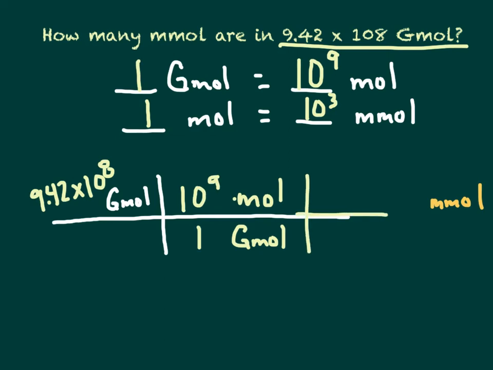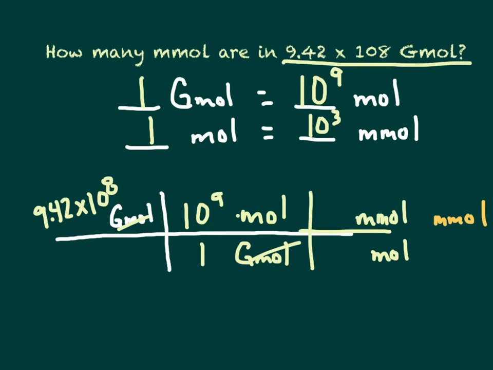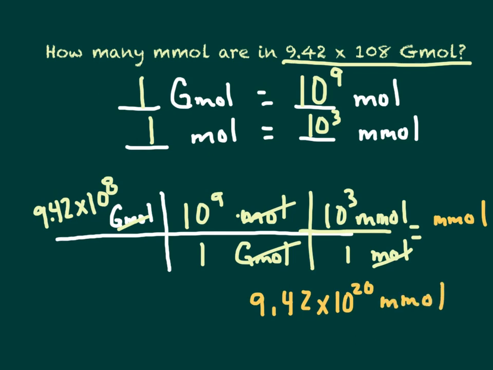And then we're going to continue on because gigamoles cancel out, but we still got moles on top. So we want millimoles. Moles goes down here, copy down. Put millimoles, because I can go now to millimoles. And from my conversion factor, there is 1 mole for every 10 to the third millimoles. And so then moles cancel out. I got millimoles on top. I can multiply everything on top, divide by everything on bottom, and I get 9.42 times 10 to the 20th millimoles. And I like a box around that.